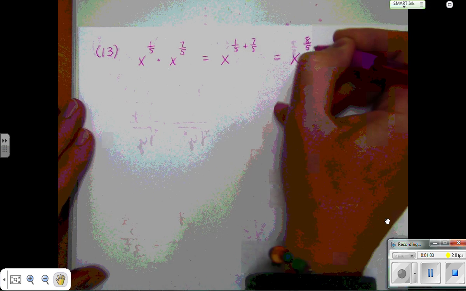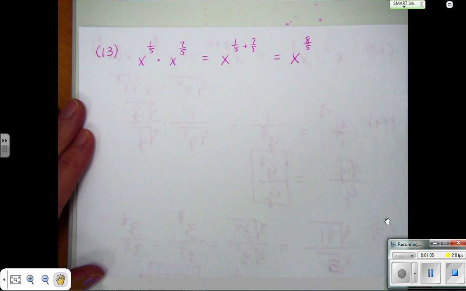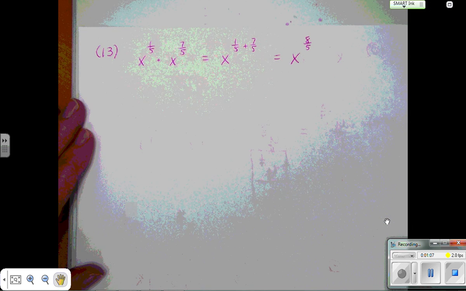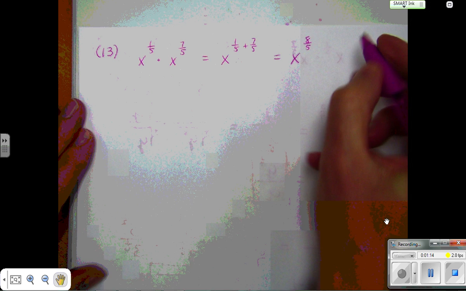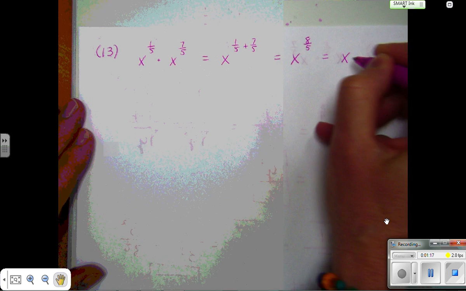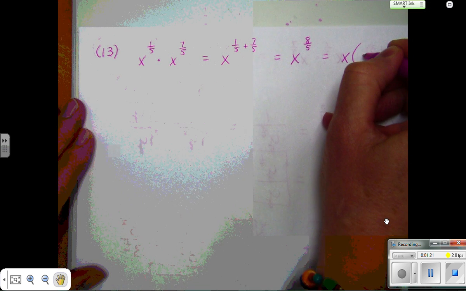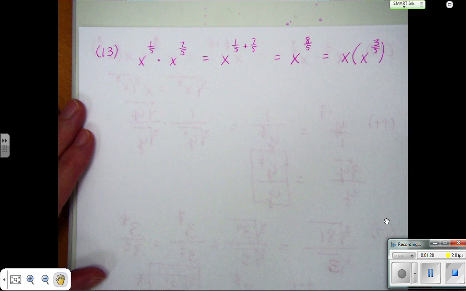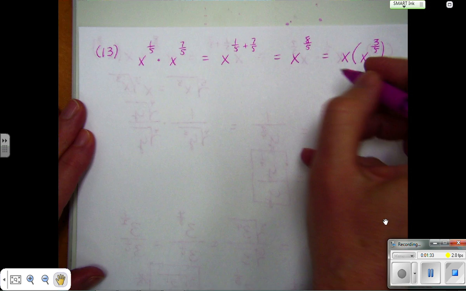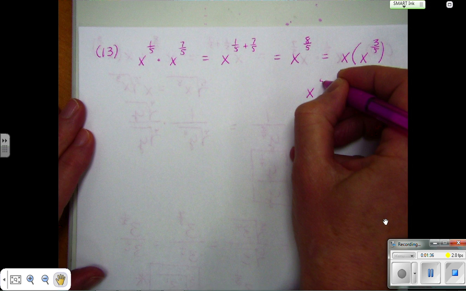So that was nice. I didn't have to find a common denominator. And I have an improper fraction. So you really do want to go ahead and simplify when you have an improper fraction. 5 will go into 8 one time, so you have an x that you can take out, but you have 3 left over, so that's going to stay in parentheses with a rational exponent, and that would be your answer. So if you were to write it in radical form, you would have x and then the 5th root of x to the 3rd.